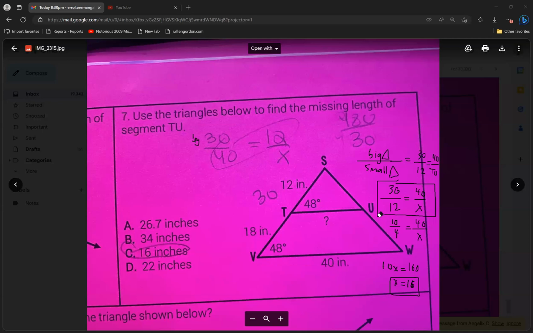Now you just cross multiply. I just reduced the 30 over 12 to 10 over 4. Divide by 3, divide by 3. It'll work out to be the same thing. That'll be 16. And then did you multiply 4 times 40? Yes, you got 160. Exactly. And then divide both sides by 10. 16. Take a screenshot of that.